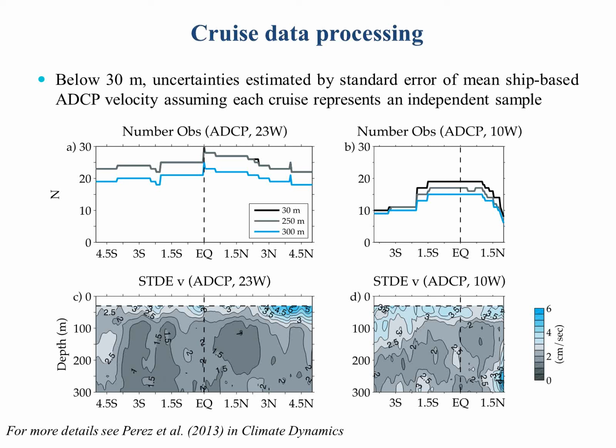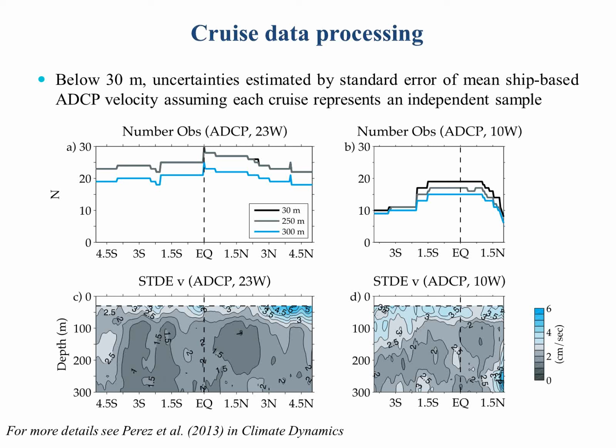But when you look at the standard errors, you see that most of the errors are in the upper 100 meters. And I'll show you in a few slides that has more to do with the variability of the velocities than the variability in how many cruises I have. The exception is some places down here, between 200 meters and to the north. Obviously there's no reason to expect a strong physical variability here, and that probably has much more to do with the fact that the number of samples dramatically drops off there.